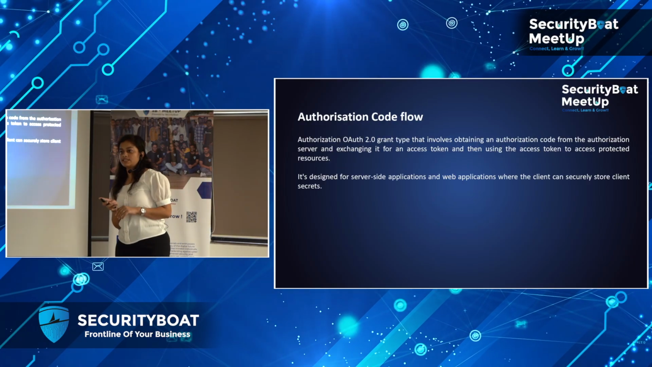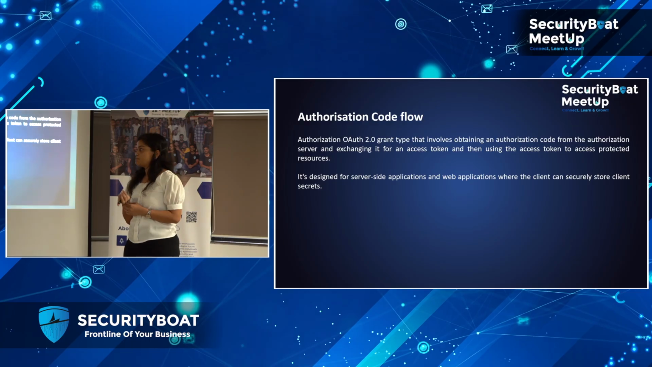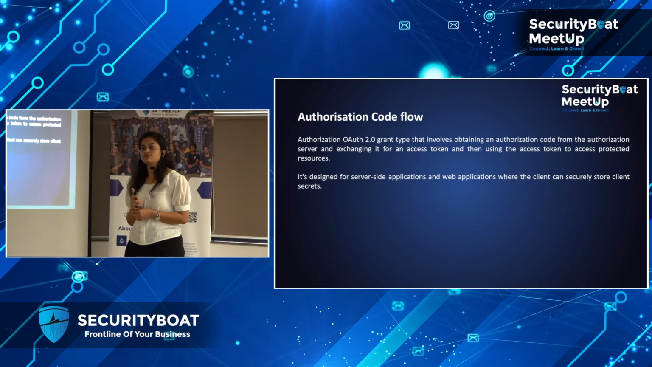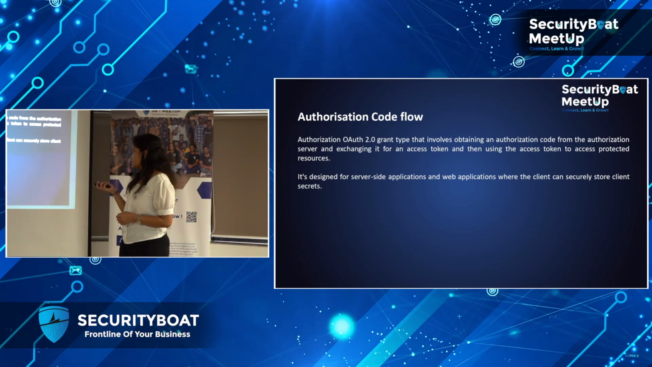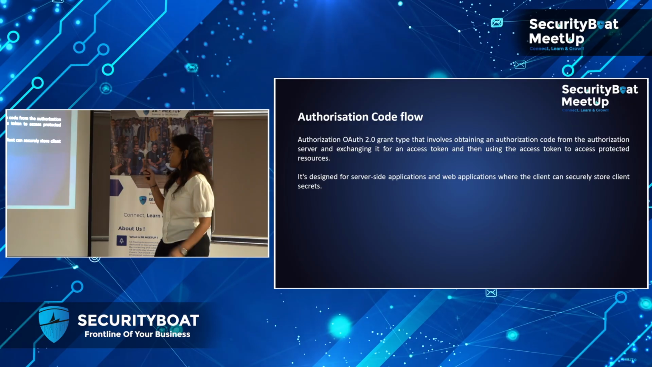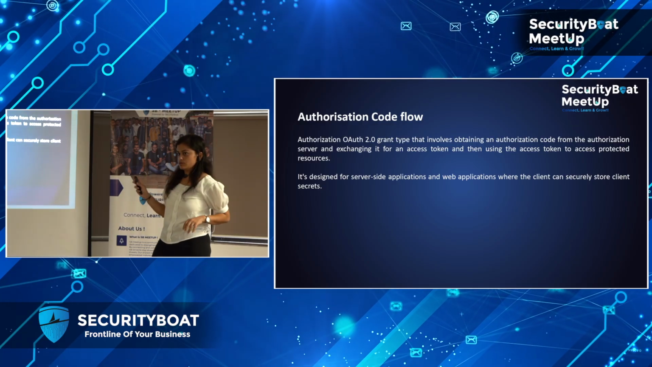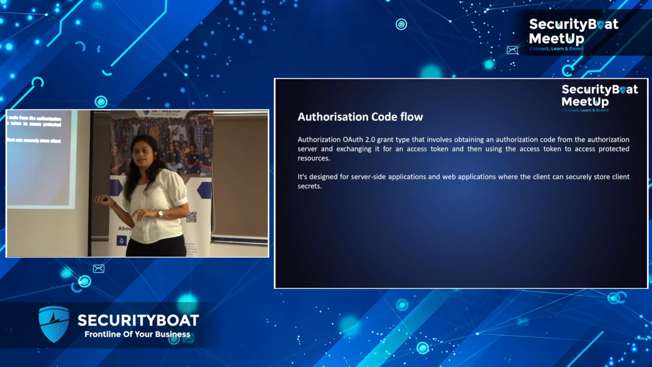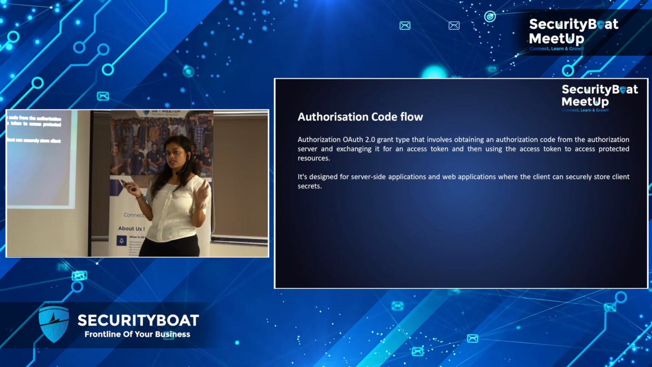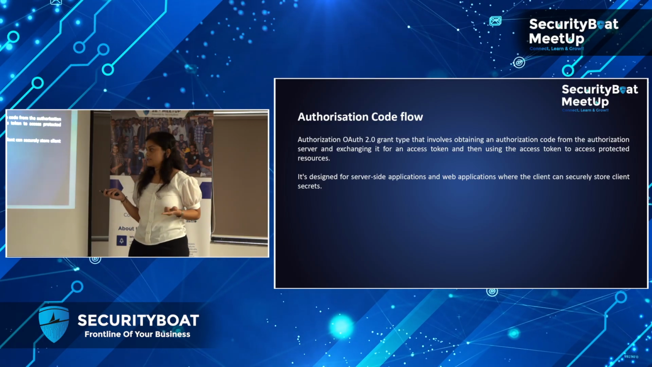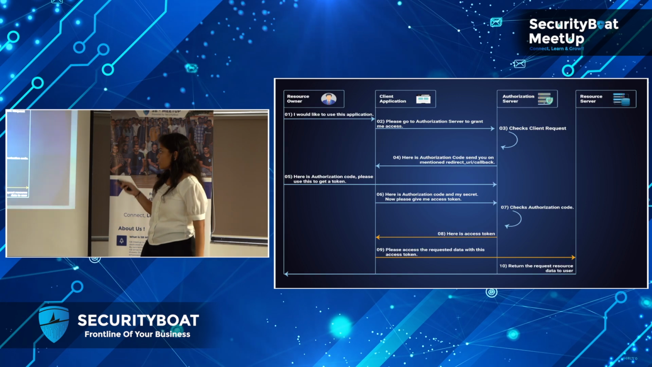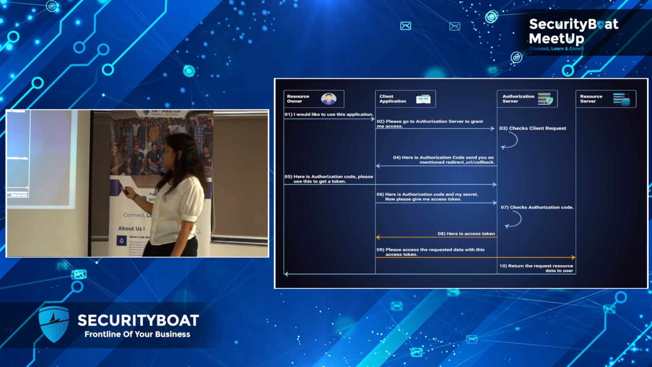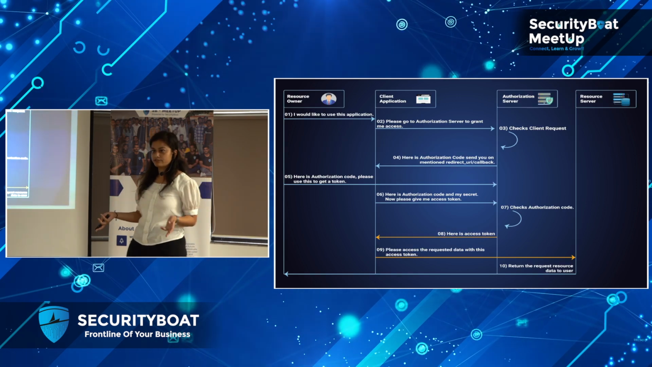Now we will discuss grant types. In this session, we will discuss 5 authorization grant flows. The first one is authorization code flow. It is mainly used for web applications, native clients and desktops, where we can securely store our client secret. Next slide. Here I will take this example and explain it in real world language.